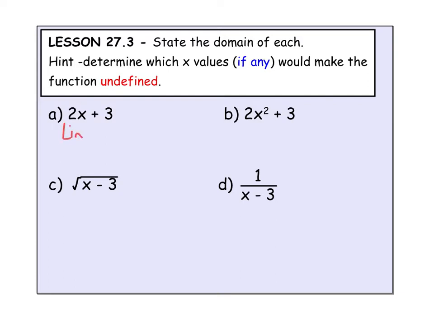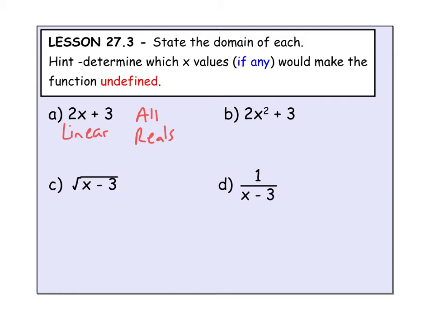Example A here is obviously a linear function, mx plus b form. And the question is, is there any value of x for which 2x plus 3 would be undefined? And the answer is no. This one, the domain, is going to be all real numbers because you can get a y value for any x value. x can be anything. 2 times x plus 3 will always be defined.